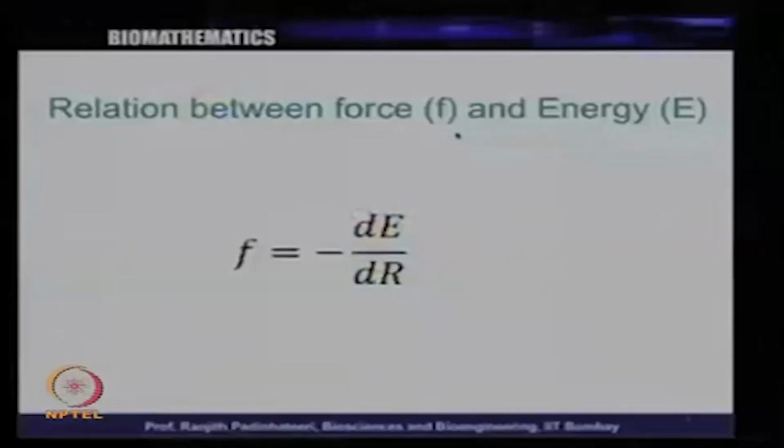So, the relation between F and E is that if you know E, the way to calculate F is F equals minus dE by dr. That means the first derivative of energy, dE by dr with a negative sign, will give you the force. So, this is like a differential equation, dE by dr is equal to minus F. One can integrate this equation and get energy, because if you know the force, you can calculate energy by solving this simple ordinary differential equation.